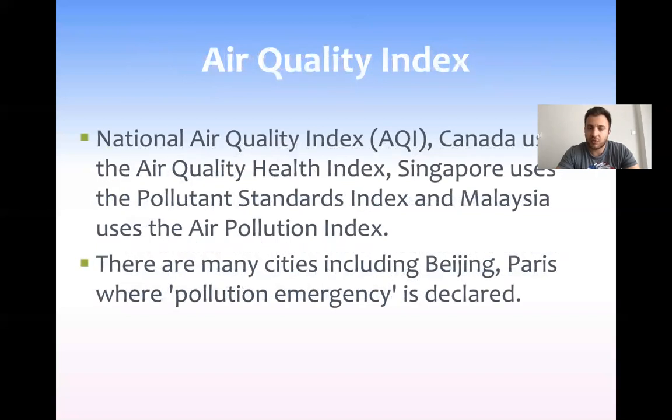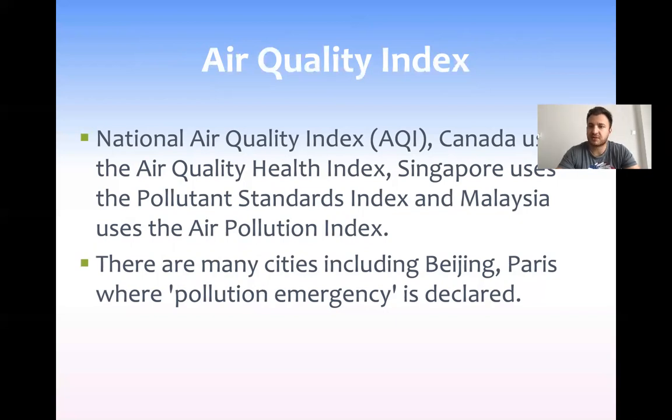Almost every developing and developed country calculates an air quality index for each city. For example, Canada uses the Air Quality Health Index, Malaysia uses the Air Pollution Index, and lastly, Singapore uses the Pollutant Standards Index. We can give many more examples for other countries, but these are the main ones and the early air quality indexes used by the countries.